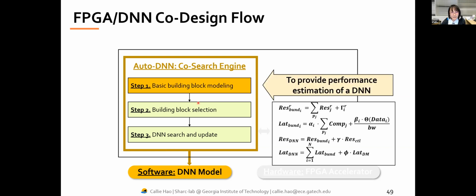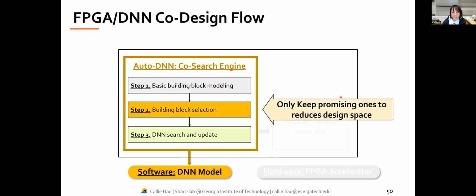Okay, so for the first step, we're doing this performance estimation. We know how large the building block is, how small the building block is. Is it too large? Is it too small? And we do a very rough pre-selection on the first step. And then on the second step, we do a building block selection. We only keep promising ones to reduce the design space.